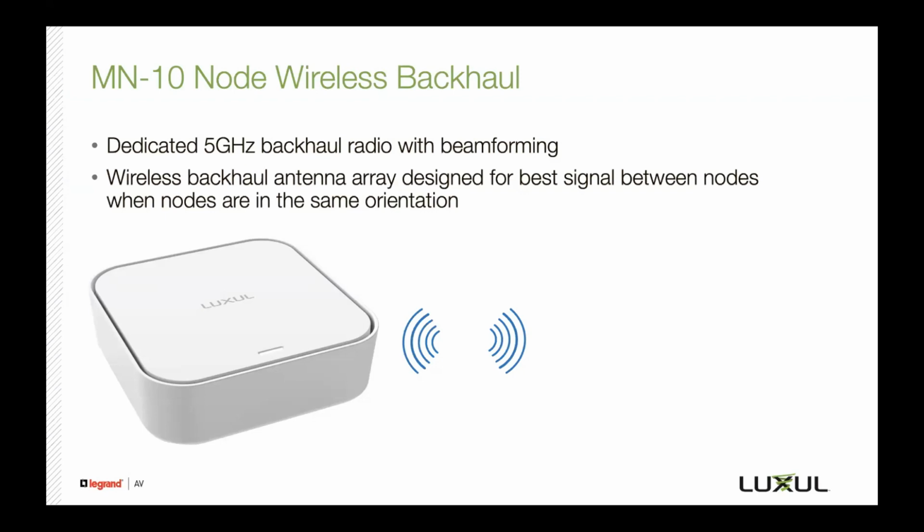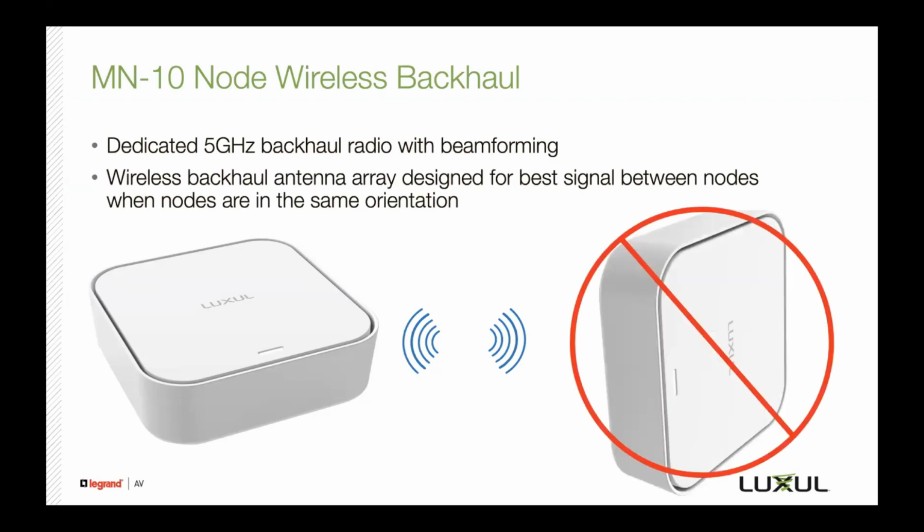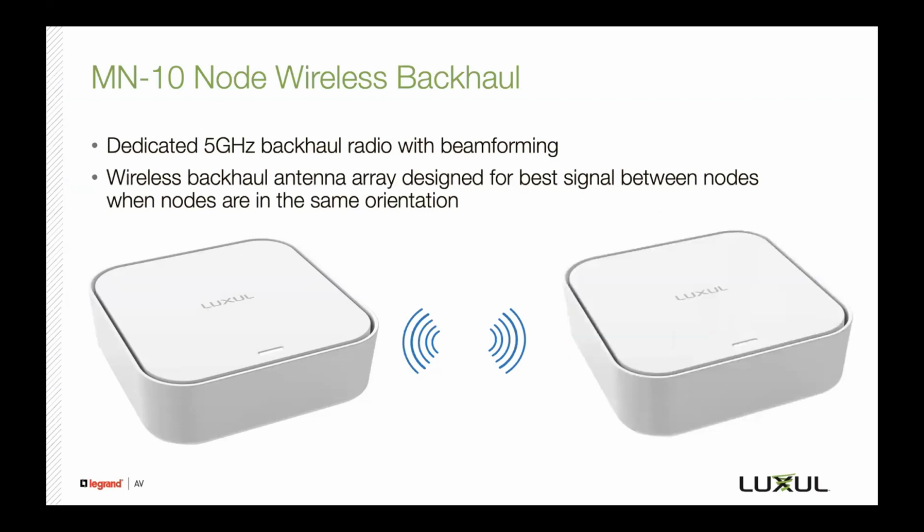Because of that, and I'll explain that in just a moment, you do not want to have some of your nodes horizontal and some of them vertical. You do want to have them all in the same orientation. So you want to use the little rubber feet on the bottom. Please don't get me wrong, it's not like if you have one horizontal and one vertical, they won't connect at all. That's not the case. But it won't be as strong of a signal potentially as what it could be if they were all in the same orientation.